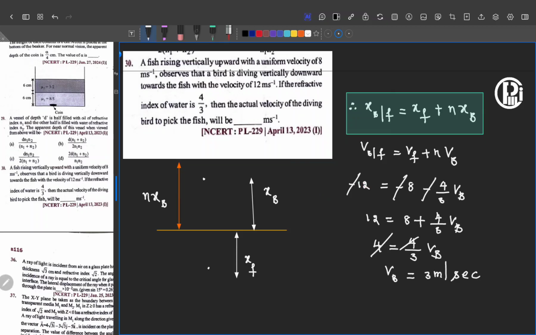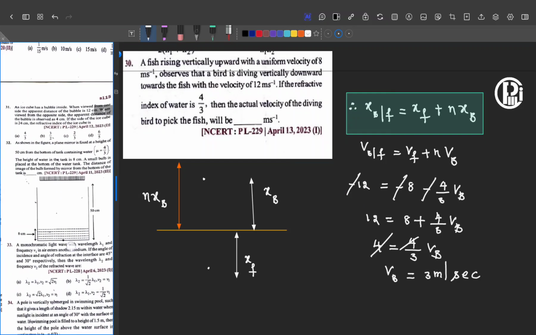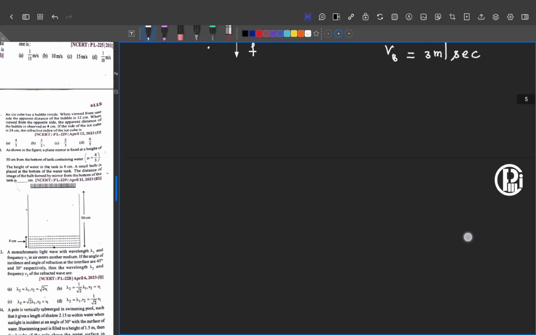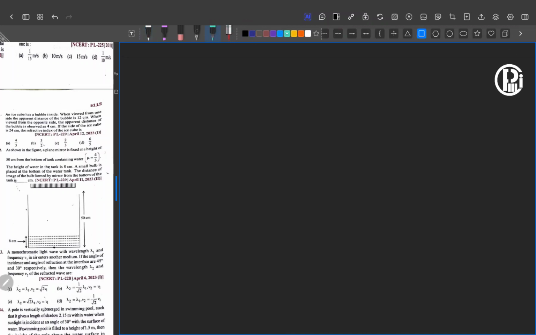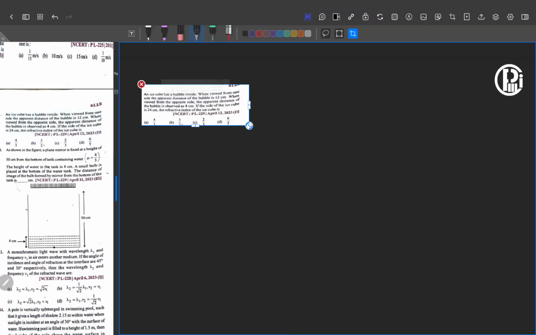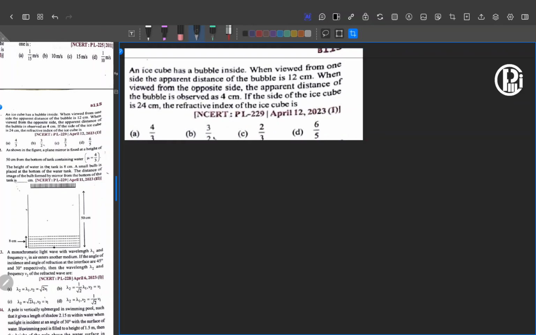So the next question is question number 31. Again that is on the refraction at a plane surface. This is question number 31.